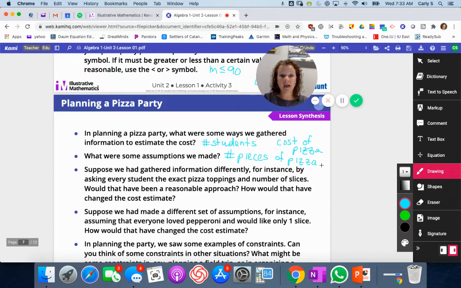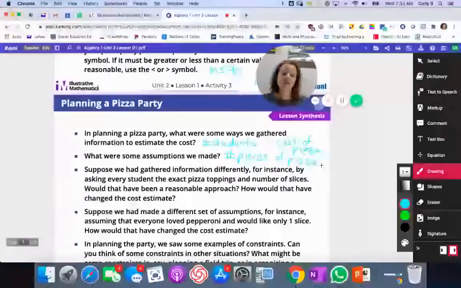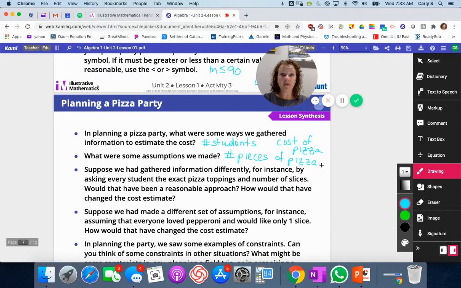What were some assumptions we made? Well, we assumed that some people would eat 2 pieces and some people would eat 4 pieces. So we assumed that buying 3 pieces per person was enough. We assumed the number of students we would have that day. We assumed how much pizza cost, because I didn't look it up. I could have. I'm sure I have a Domino's app on my phone or something.